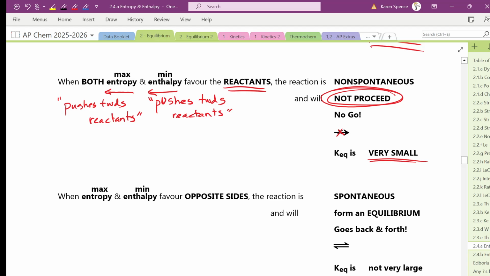Now, just so we're clear, it is possible to have a spontaneous reaction that does not go simply because the activation energy is too high. It wants to get there. It's like, I really want to get there. But if it's too cold, the reaction will not proceed because the activation energy is too high. That's a separate issue altogether, and we'll talk a little bit more about that later.